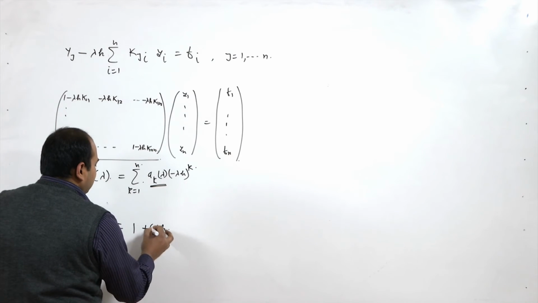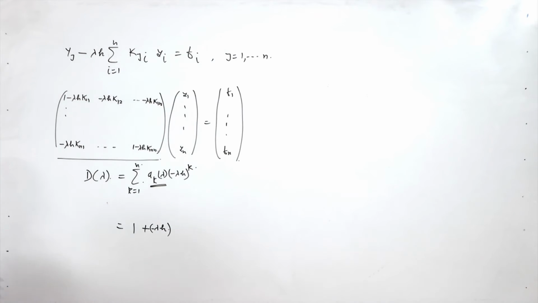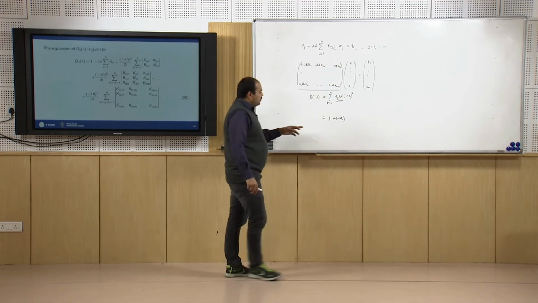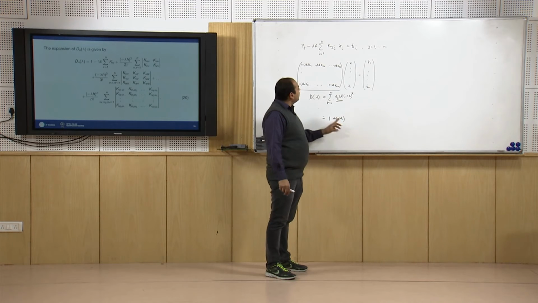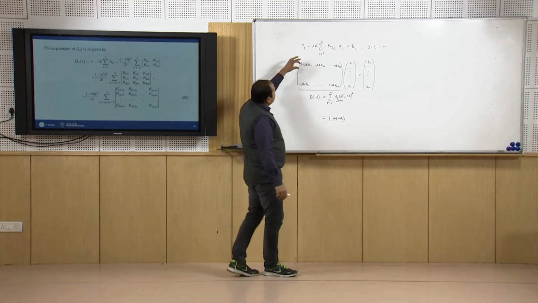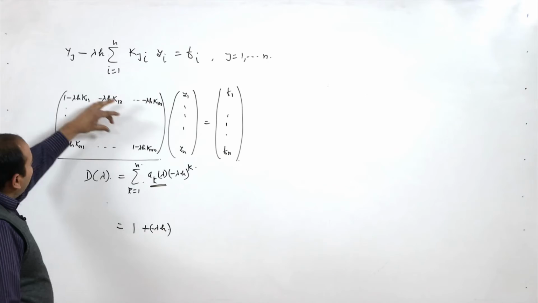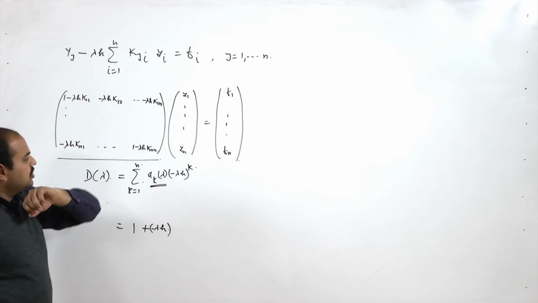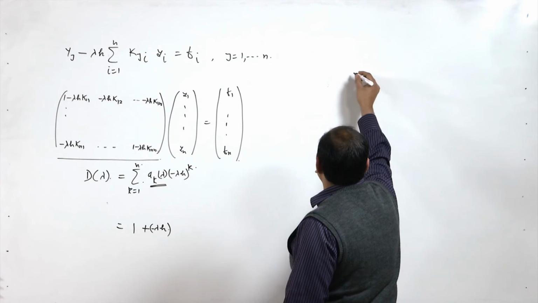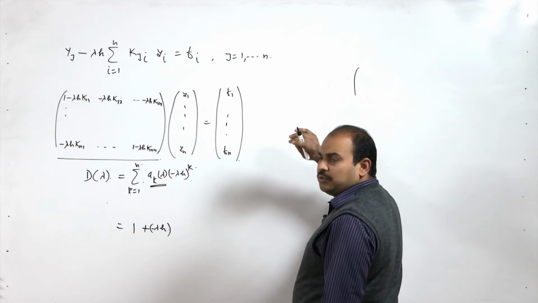So let me write it: what is the coefficient of minus lambda h? We want power 1 of this minus lambda h. For that we have to take all the determinants having only one such column. To look at this, let us take a very easy example. Let us take a 2 by 2 example.